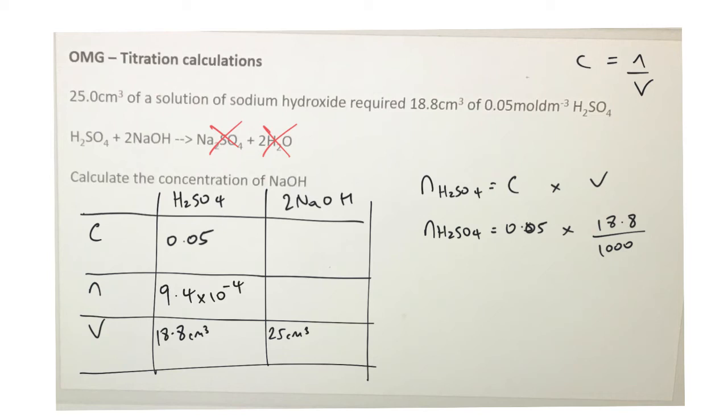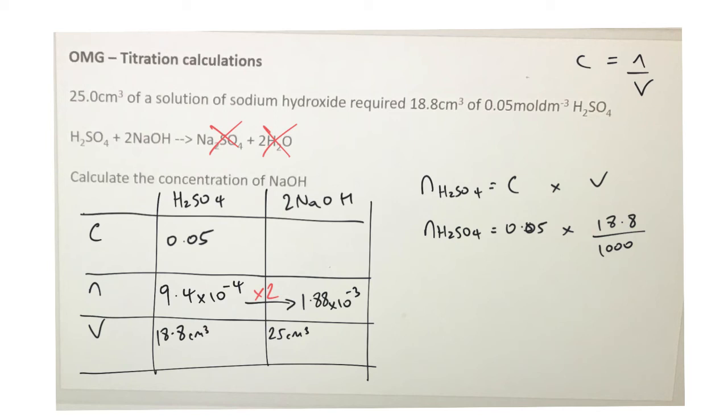Now I've got twice as many, I'll show you this with the lightsaber, twice as many sodium hydroxides for every sulfuric acid. So I'm going to times my number of moles by 2. So now I'm going to have 1.88 times 10 to the minus 3 moles of NaOH.